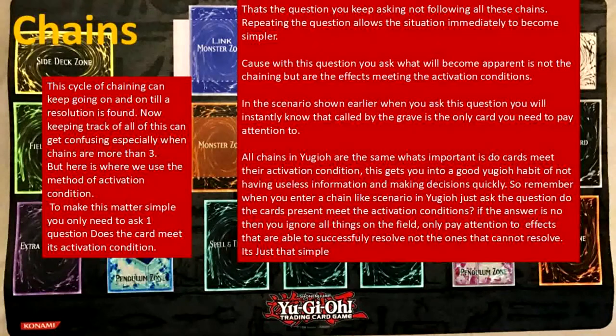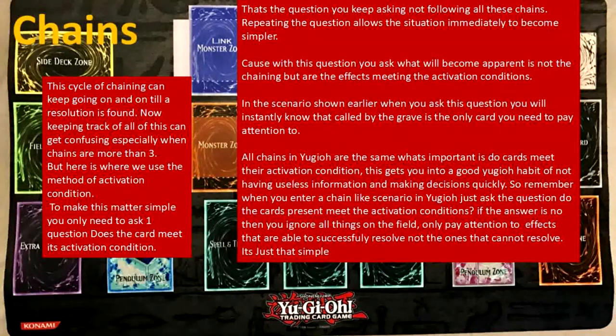But here is where we use the method of activation condition to make this matter simple. You only need to ask one question. Does the card meet its activation condition? That's the question you keep asking, not following all these chains. Repeating the question allows the situation to immediately become simpler.